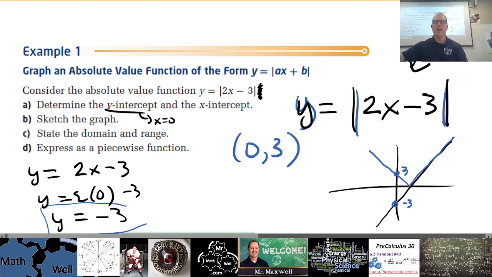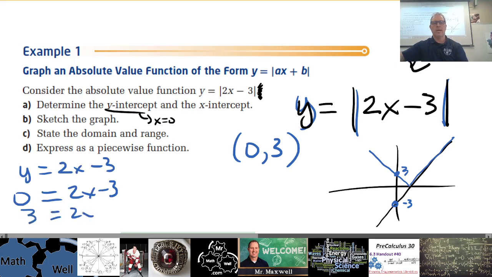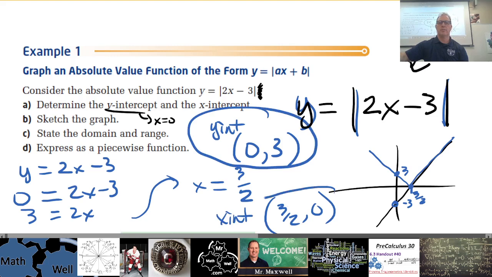Now, what's the x-intercept for this graph? Well, that one's pretty easy. And again, you can just think about this as the regular function, but y equals 2x minus 3. Put the 0 in there. So that's 3 equals 2x. That is x equals 3 over 2. So this is 1.5 or 3 over 2 right here on the x-axis. So it's 3 over 2 comma 0. So y-intercept, x-intercept.